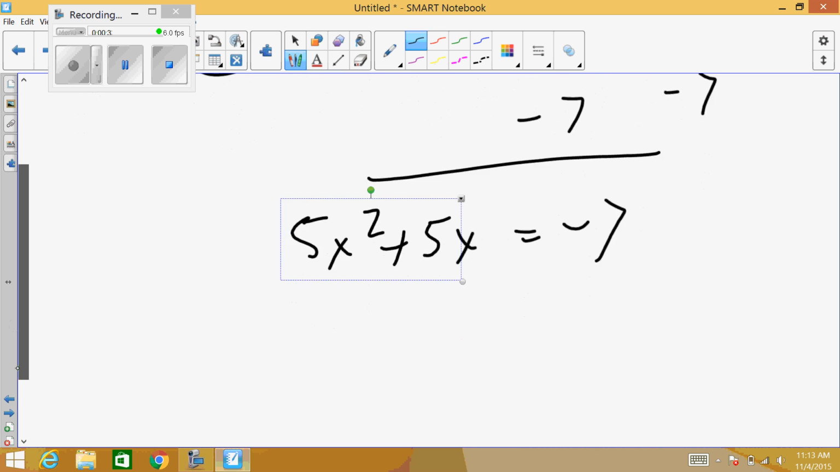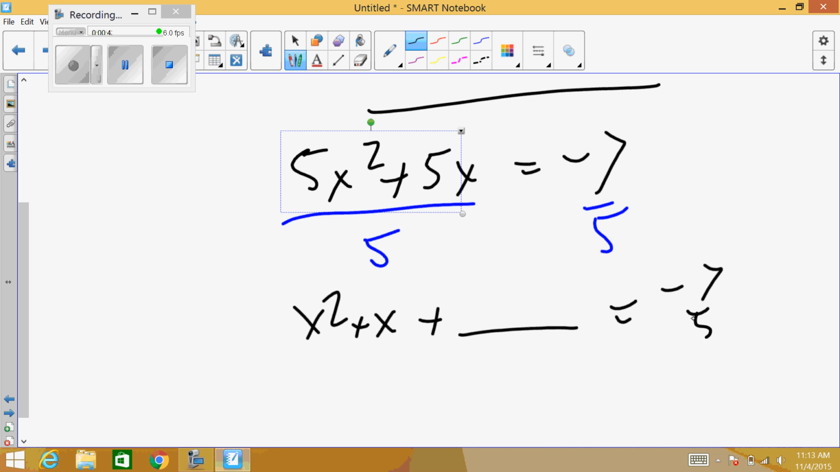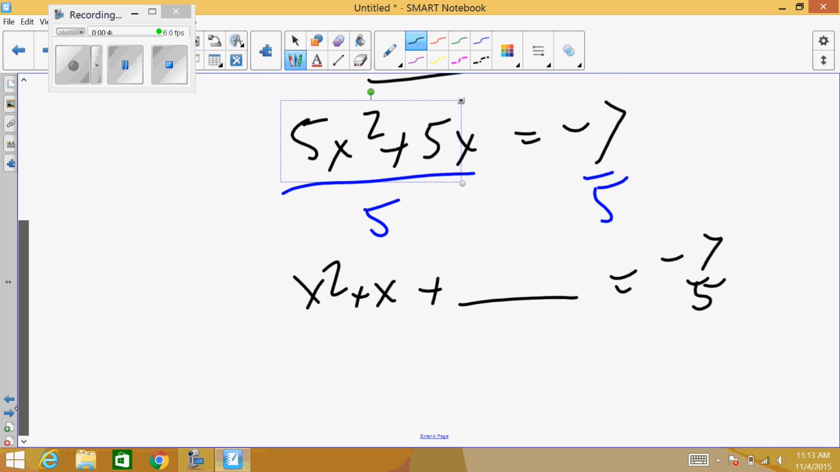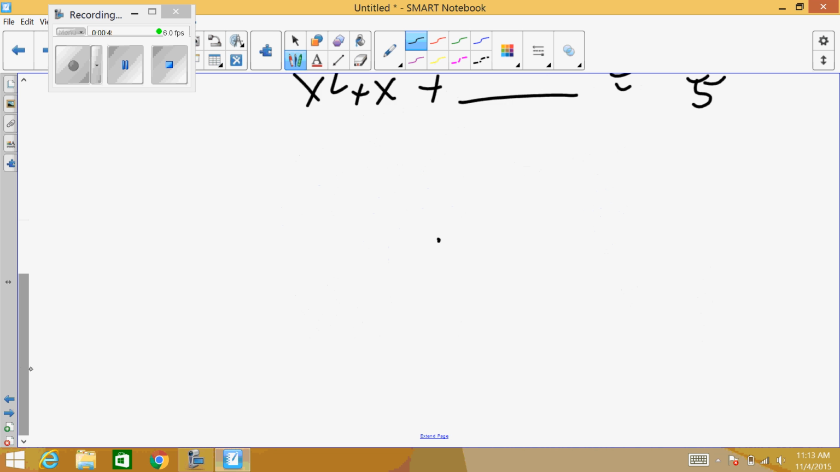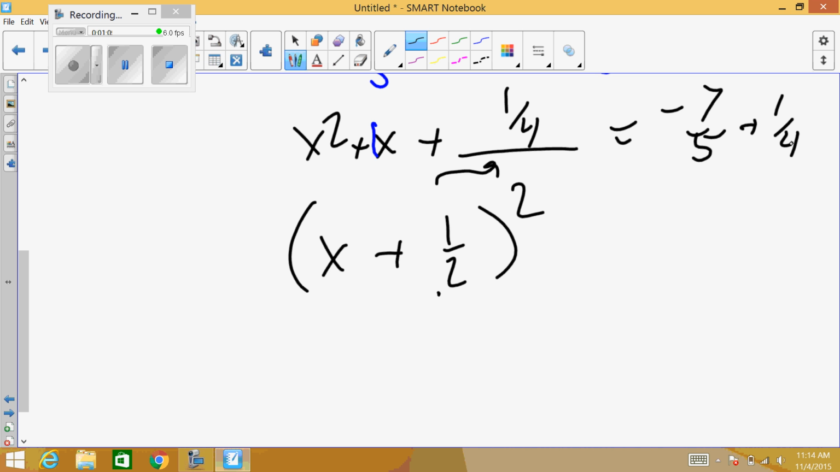On the left side, it works out pretty nice for us because when I divide by 5, we just get x squared plus x, let's put in our blank, equals negative 7/5. Okay, got that all set up, ready to complete this square. So let's get ourselves a little more room. Something squared, x plus, well, my coefficient here is a 1, so half of 1 is 1/2. Squaring 1/2 gives me 1/4, so I'm going to have to add 1/4 to the other side. Okay, everything looks good there.